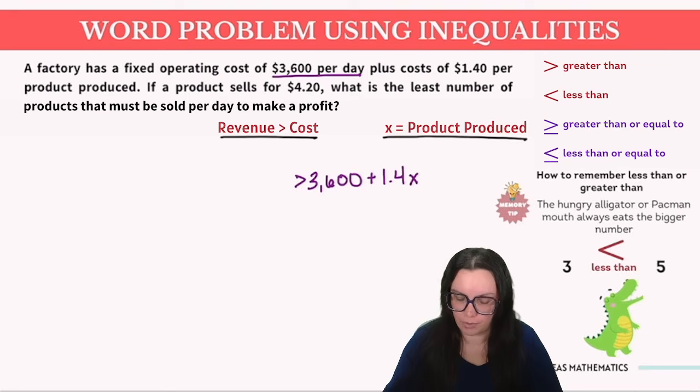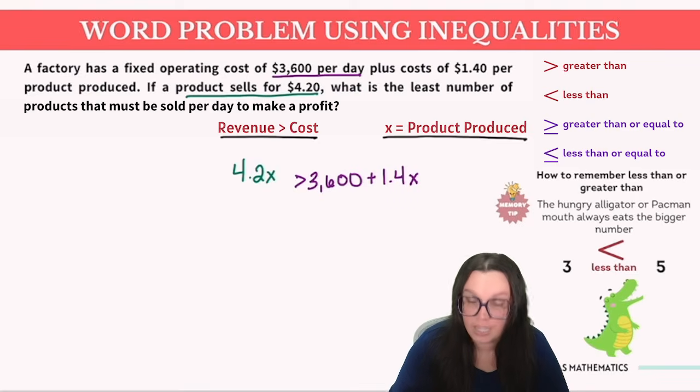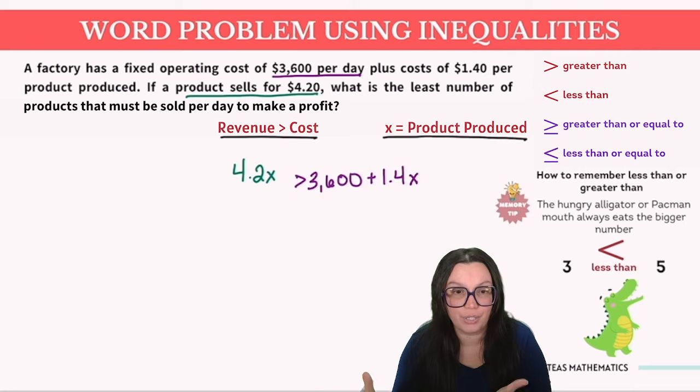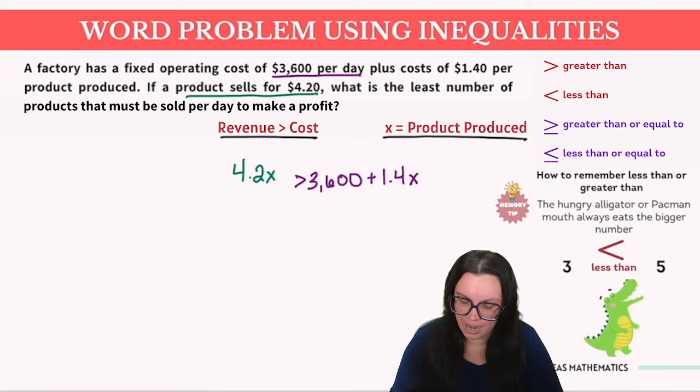Now we need to figure out our revenue. So our revenue, we have it right here. It states that we sell the products for $4.20. So we're going to plug in that $4.20 on the one side. And we also need to plug in X because X is our products that are being produced. So now we have our equation. 4.2x is greater than $3,600 plus 1.4x. So now we need to start isolating for x.